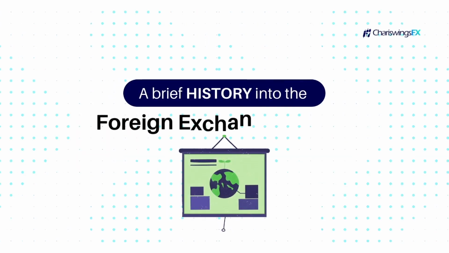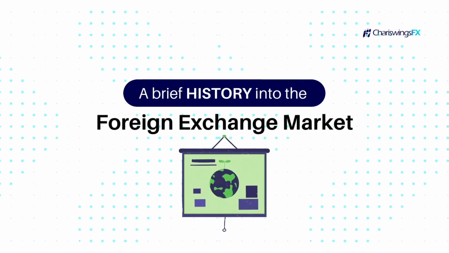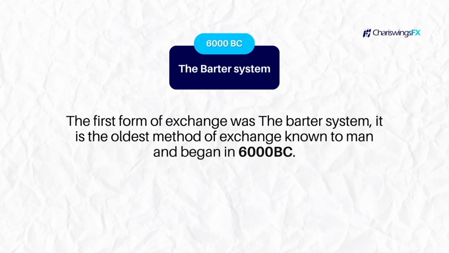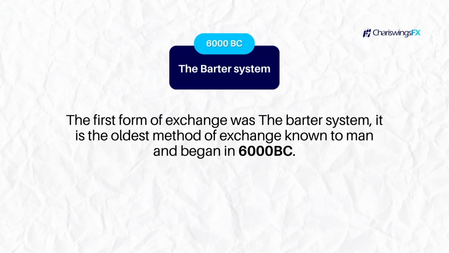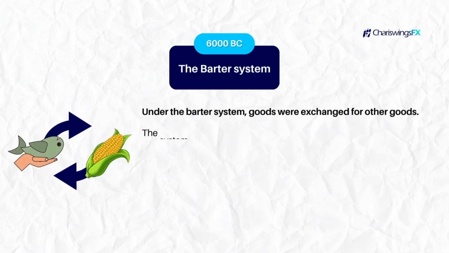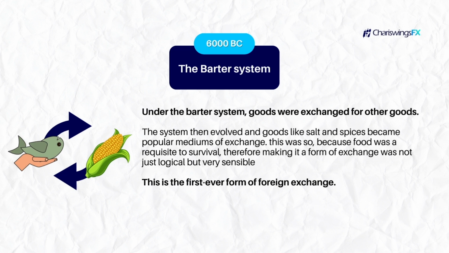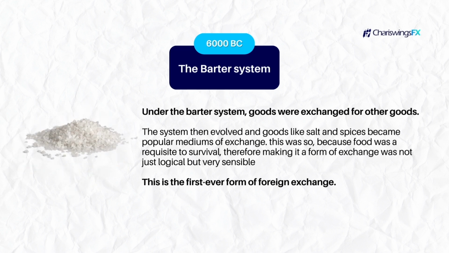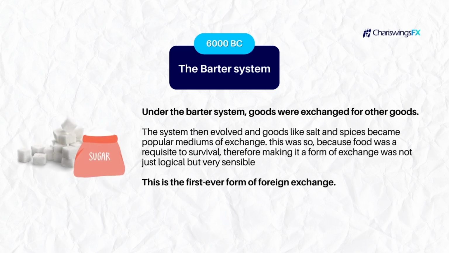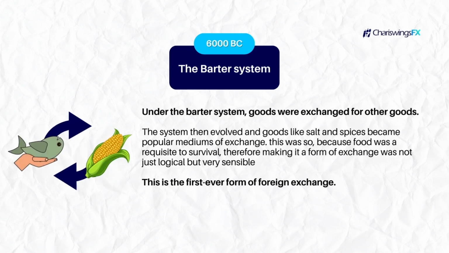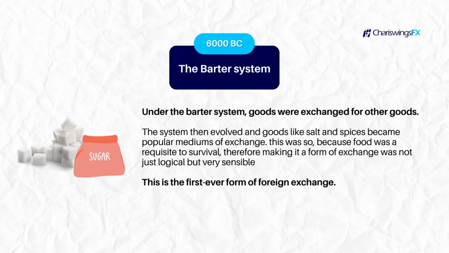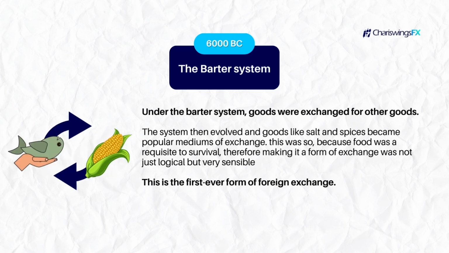A brief history into the foreign exchange market. The first form of exchange was the barter system. It is the oldest method of exchange known to man and began in 6000 BC. Under the barter system, goods were exchanged for other goods. The system then evolved, and goods like salt and spices became popular mediums of exchange. This was so because food was a requisite to survival. Therefore, making it a form of exchange was not just logical but very sensible. This is the first ever form of foreign exchange.